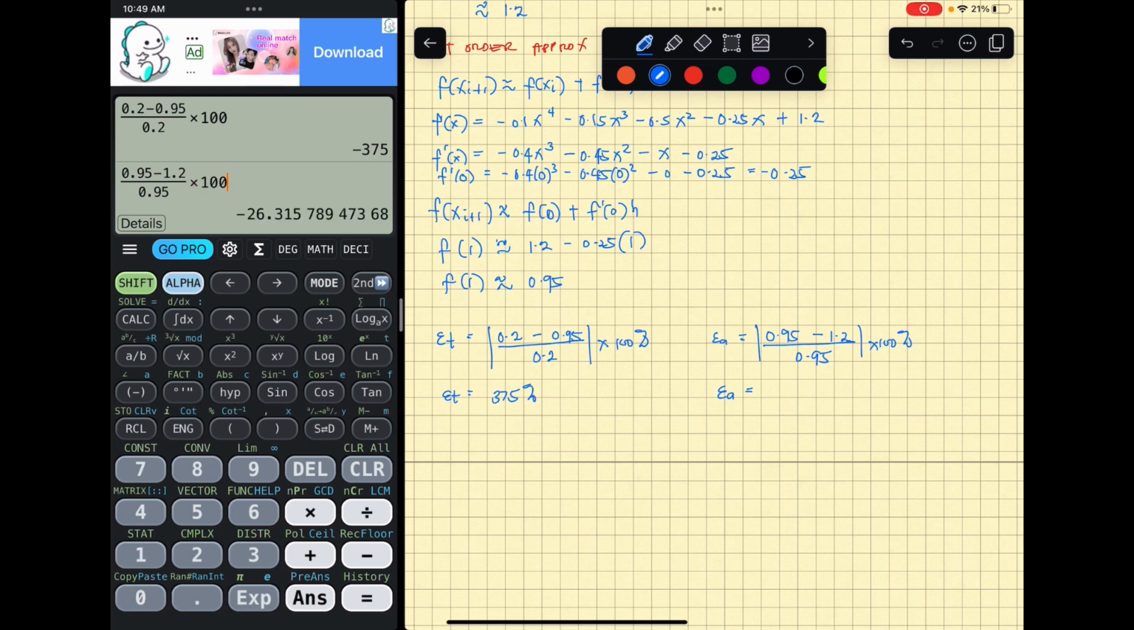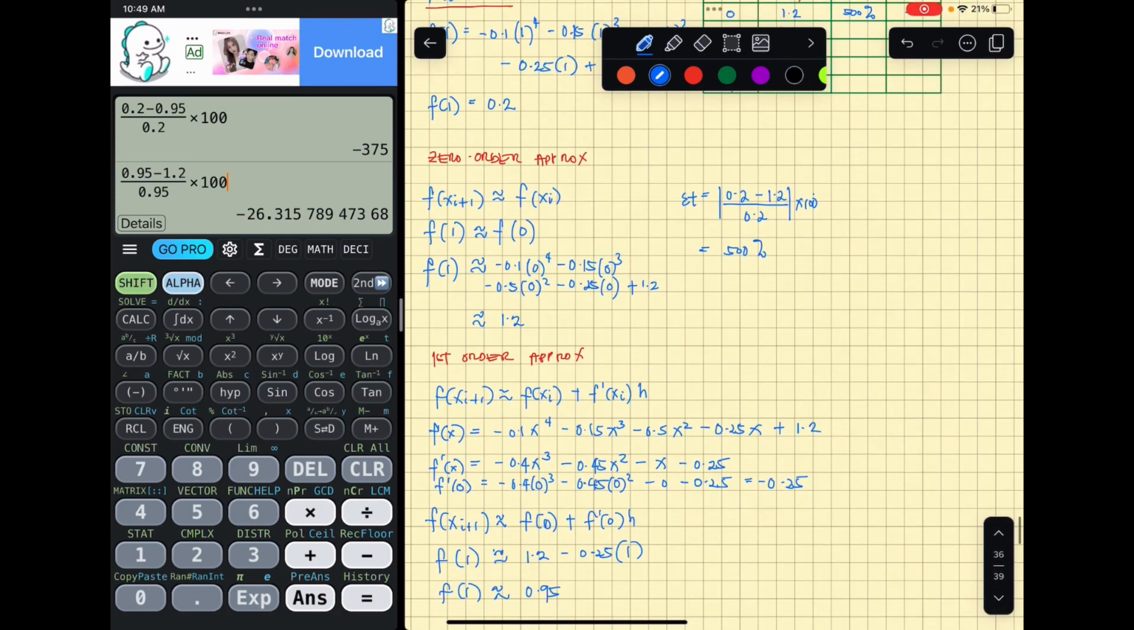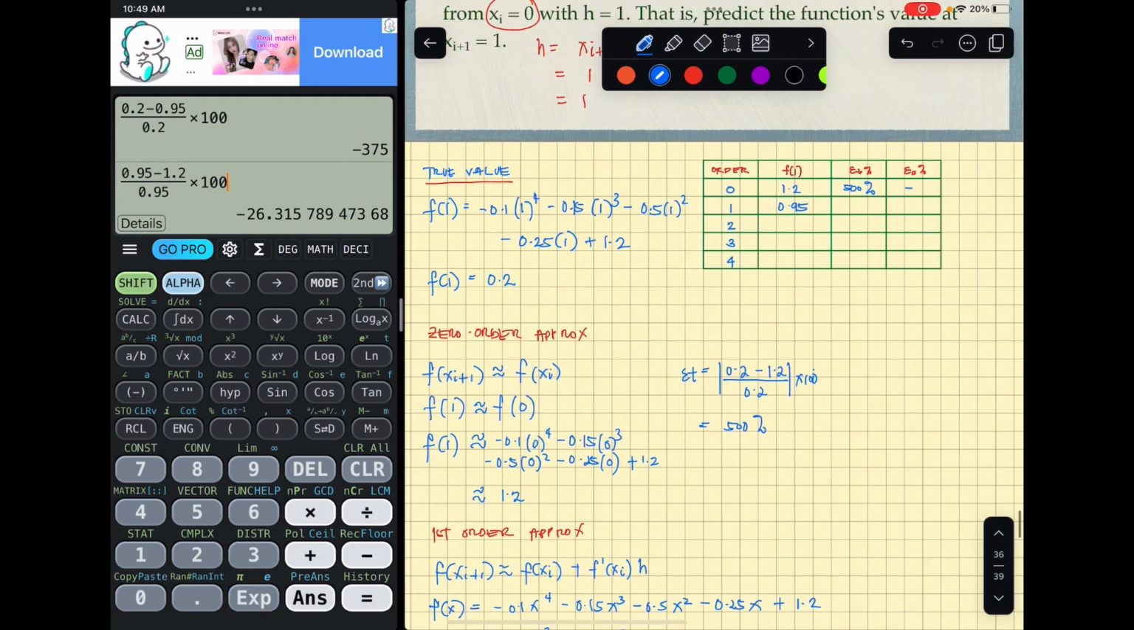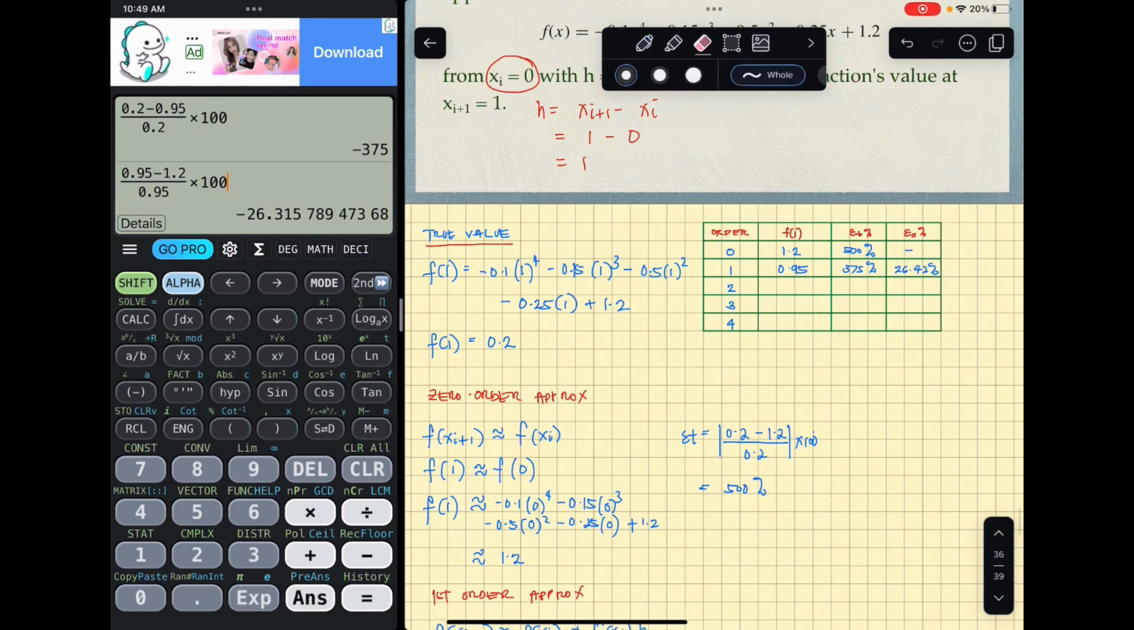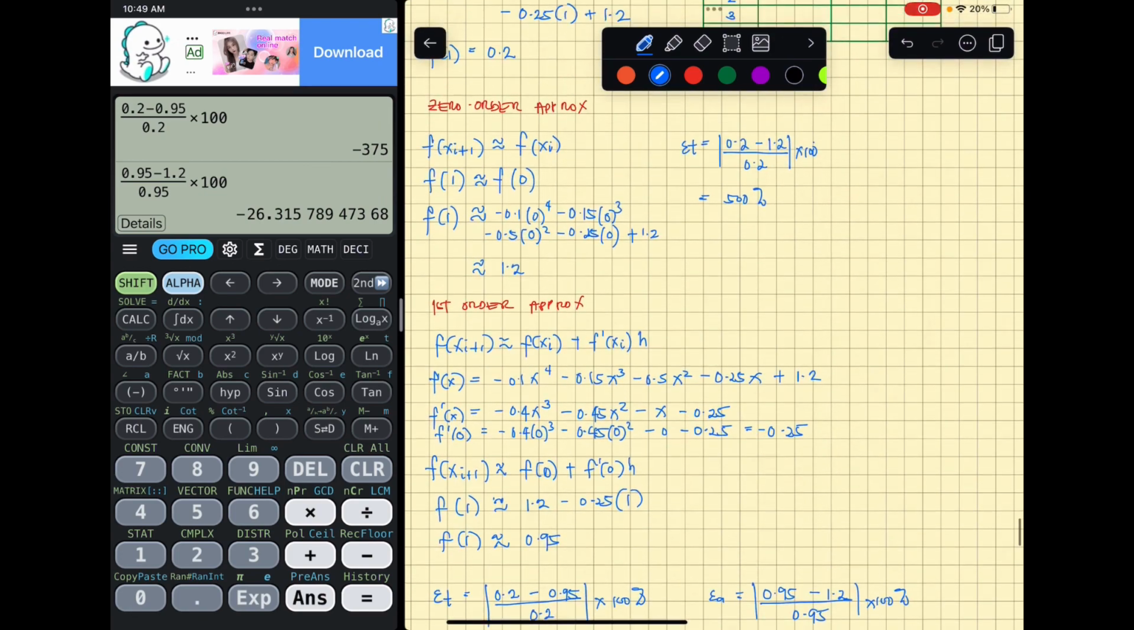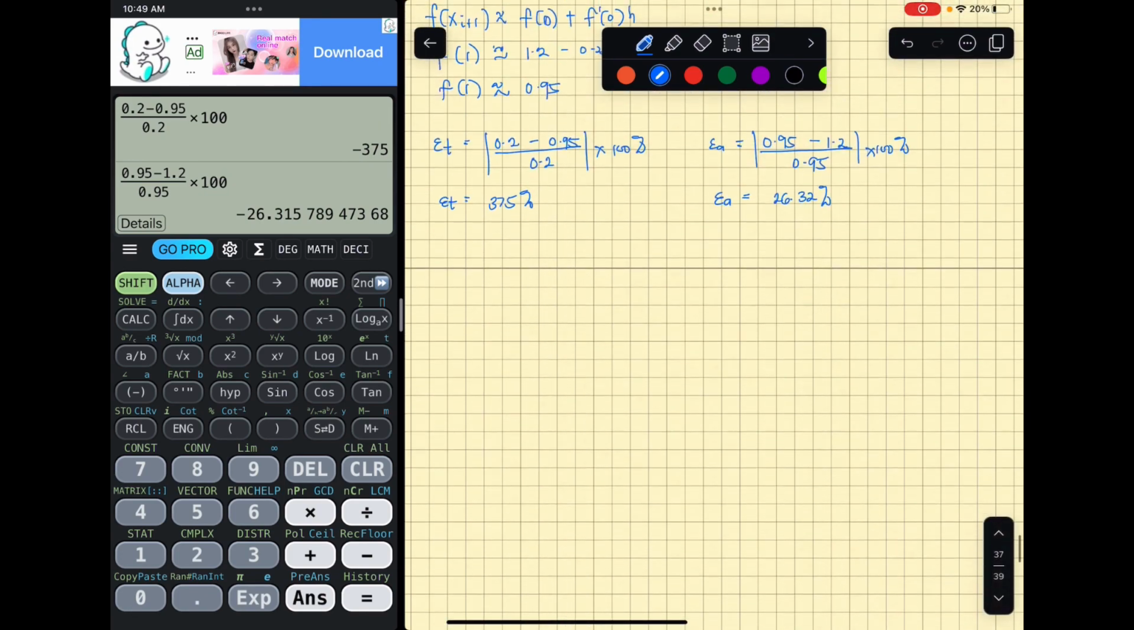So I have 26.32 percent approximate error. So let's proceed with the second order.